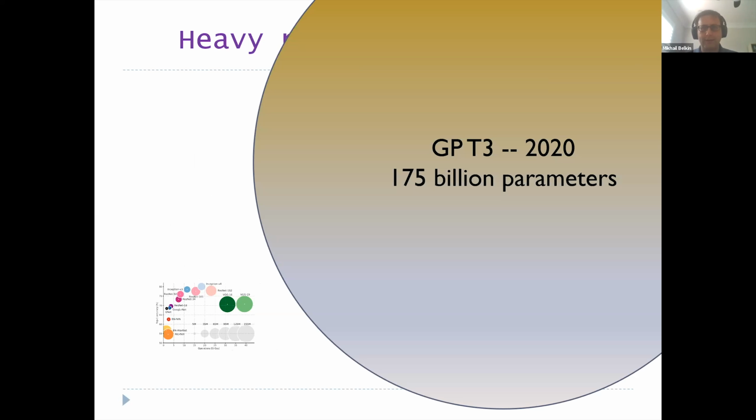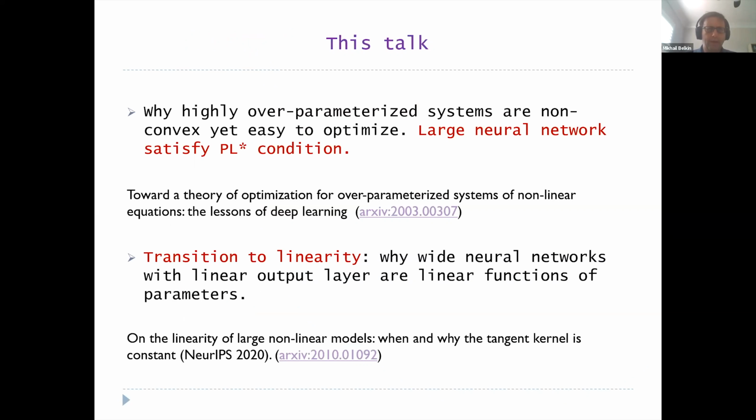So let's try to understand from a more mathematical point of view why this is happening and what kind of properties there are of these systems that we can understand. In this talk, I will talk about two things. First, why highly over-parameterized systems are easy to optimize, and I'll point out that they're actually non-convex in some very strong sense. Specifically, I'll show that they satisfy the PL star condition. I'll explain what this is.